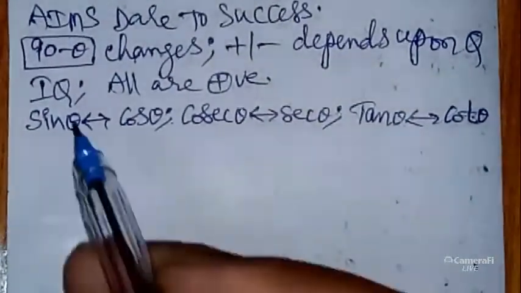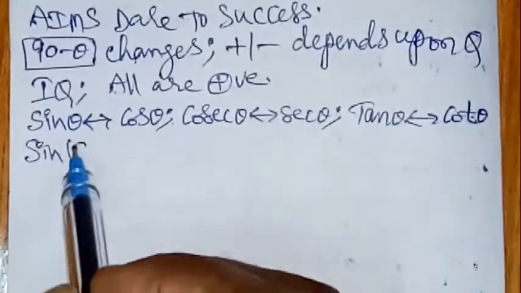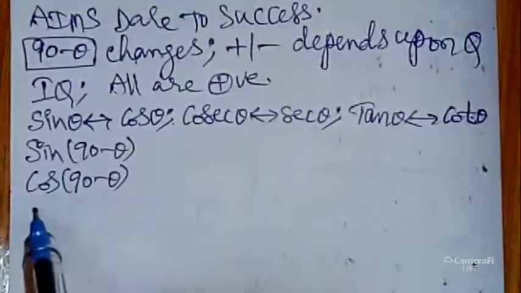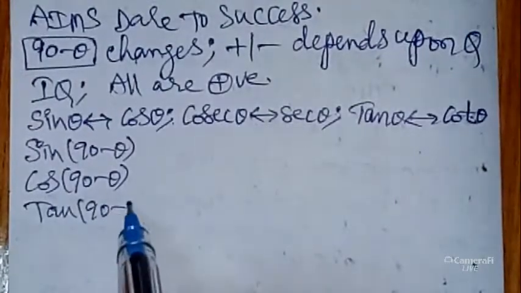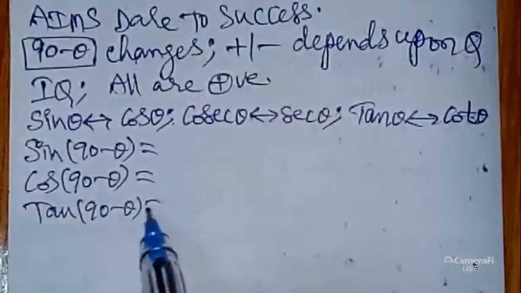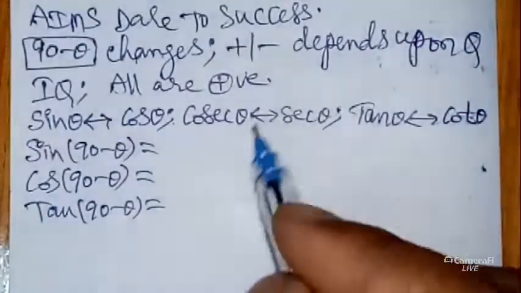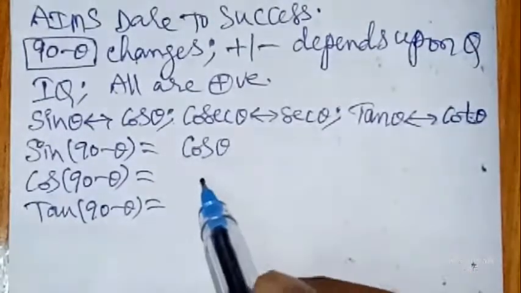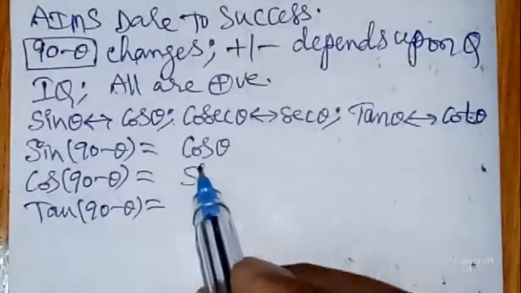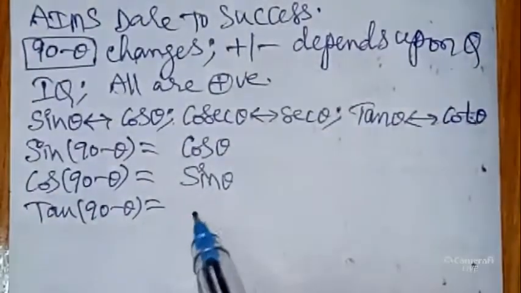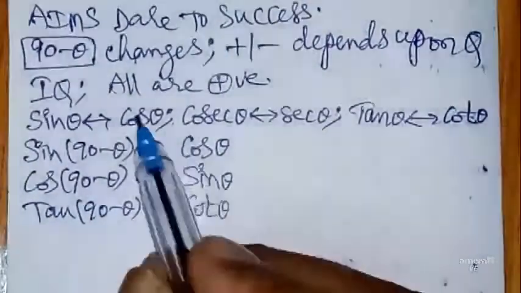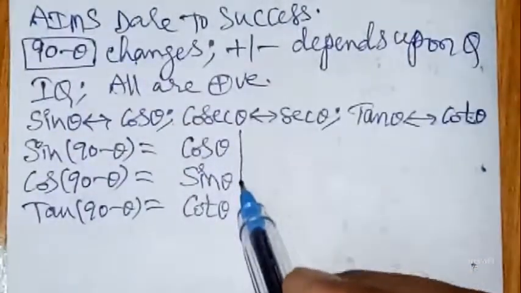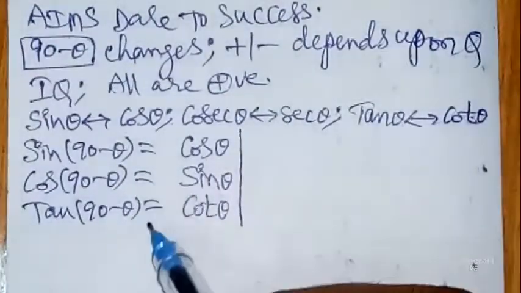Now I wanted to write sin 90 minus theta, cos 90 minus theta, tan 90 minus theta related values. Later, reciprocal of these values. First of all, sin is changing to cos, you can write as it is. Cos is changing to sin, you can write. Tan is changing to cot. After that you can verify all are positive in first quadrant. So completing first three parts.